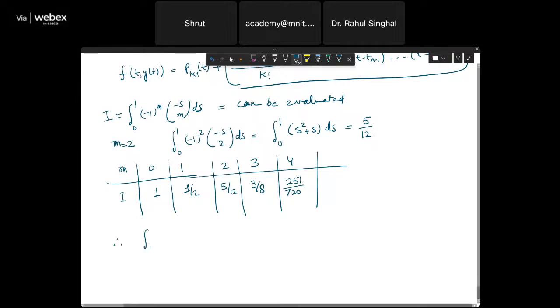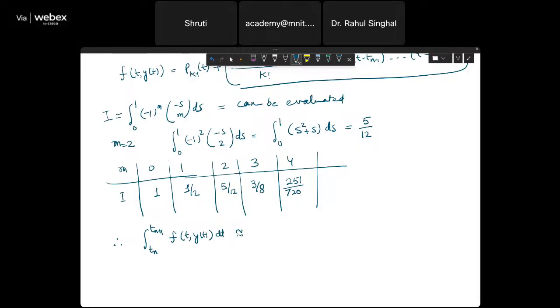So therefore we understand that the integral from Tn to Tn plus 1 of f(t, y(t)) dt will be approximated with h f(Tn, y(Tn)), that is the first term. Then the second one is h into 1 by 2, corresponding to the second term, so h by 2 lambda f at (Tn, y(Tn)). Then the third one, 5 by 12 h lambda square f(Tn, y(Tn)), etc. Okay, so this way it will keep on.